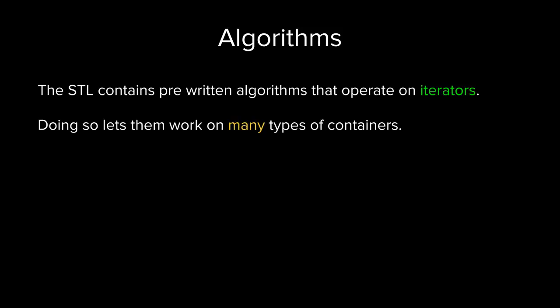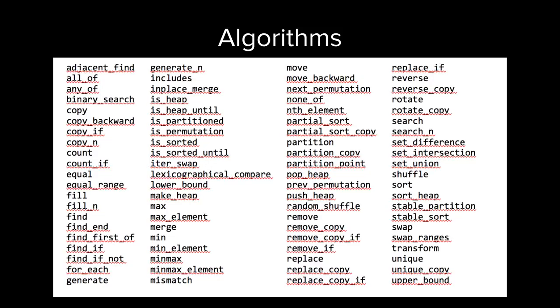So standard algorithms operate on iterators, and that lets them work on a lot of types. They rely heavily on templates. So here's a list of all algorithms. There are some really useful ones. std::copy copies from one iterator range into another. You have std::equal, which checks if the range is equal to something. You have max_element, which returns the max element in an iterator range. And there are other things.